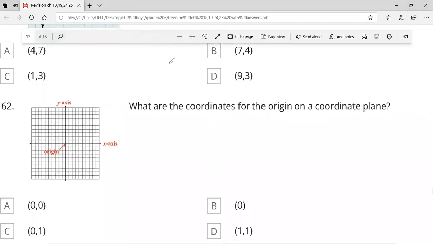Here, what are the coordinates of the origin? (0, 0). Here is in the middle.